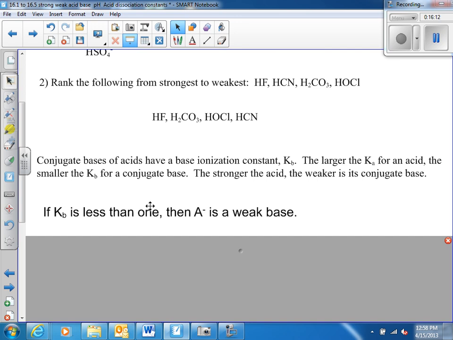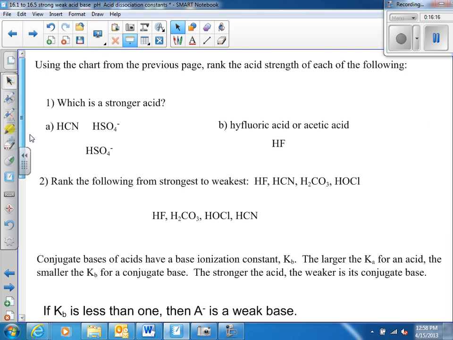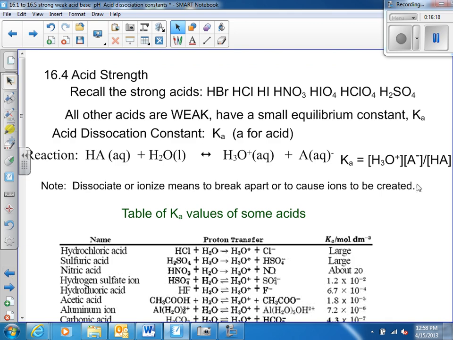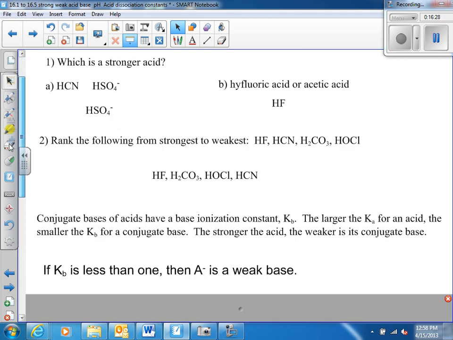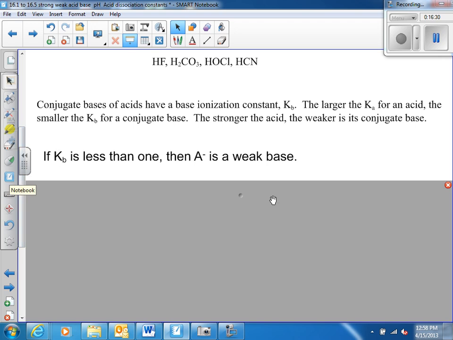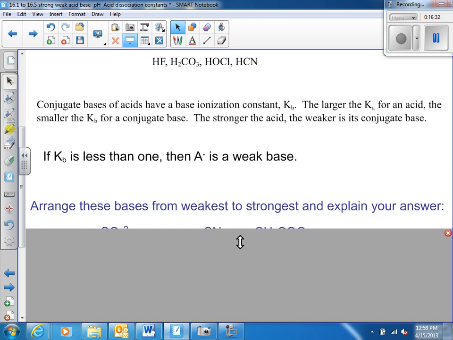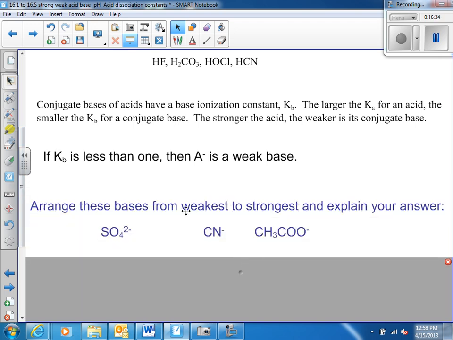All right, if Kb is less than 1, then A minus is a weak base. When I say A minus, I'm talking about this A minus, that generic weak base right there. This would be a base that's an ion as opposed to a molecular base. Okay, so if Kb, the base constant, is less than 1, A minus is a weak base.